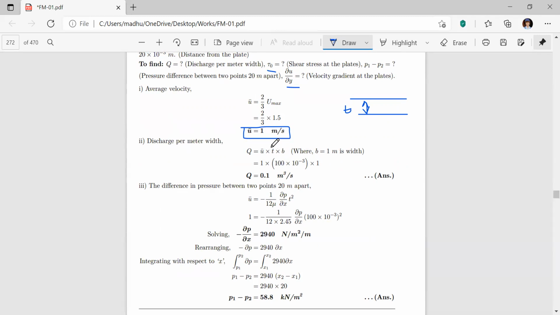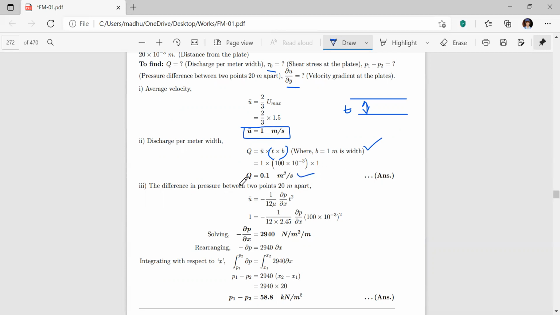So this is representing the cross sectional area. This is the average velocity, 1 into 100 into 10 to the power of minus 3, into 1 meter, that is the width I have considered. Therefore Q is equal to 0.1 meter cube per second.